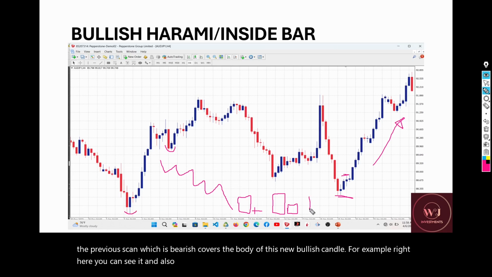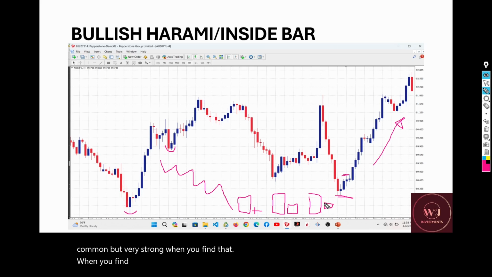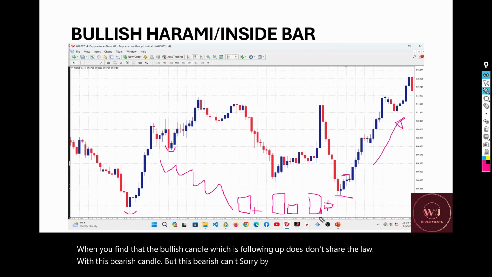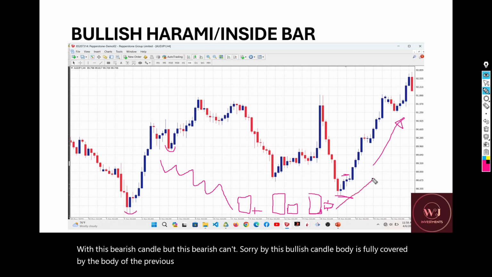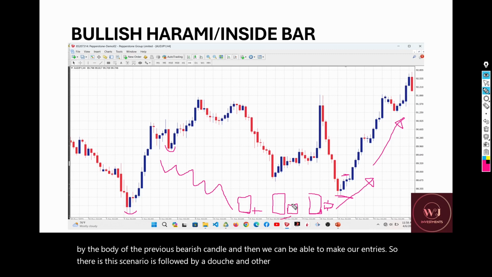Or in other cases, which are not so common but very strong, the bullish candle which follows does not share the low with this bearish candle, but this bullish candle's body is fully covered by the body of the previous bearish candle, and then we can make our entries. So one scenario is followed by a doji, another scenario is followed by a bullish candle where they share the low. Here they do not share the low.